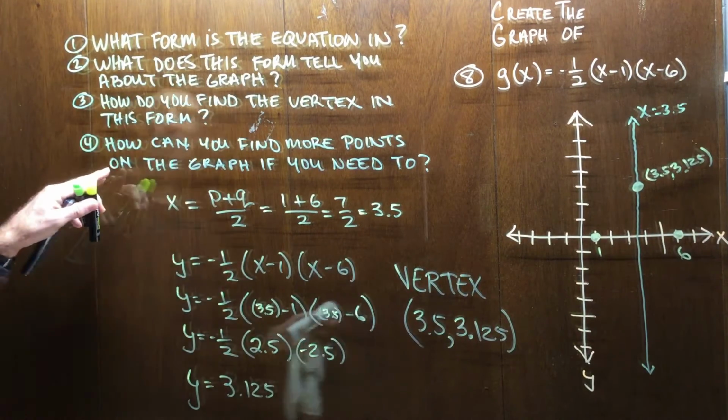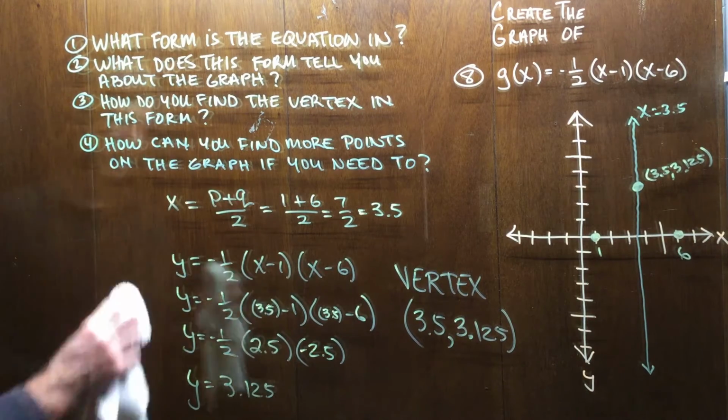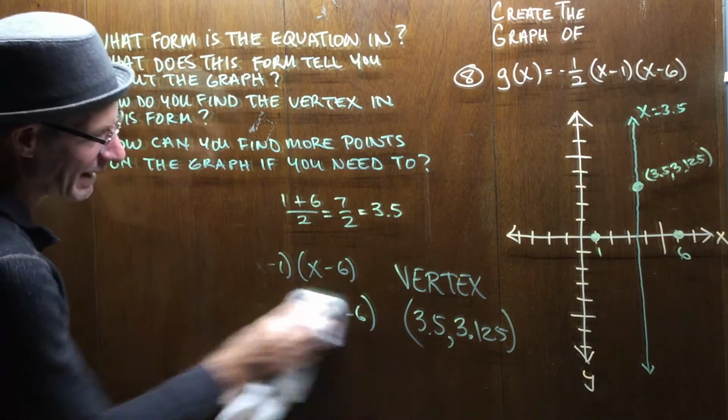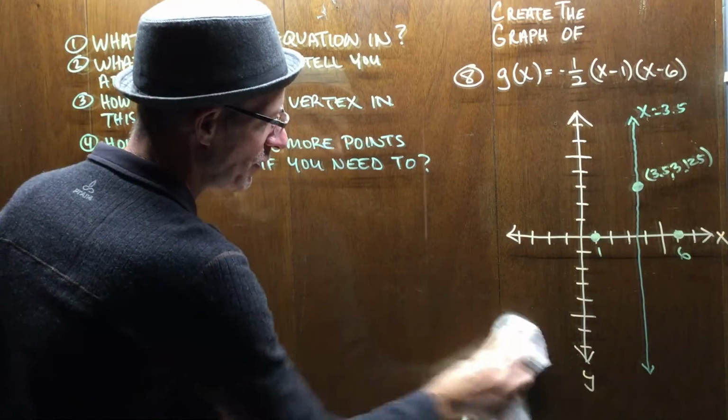So now we're going to go to our last question. How can you find more points on the graph if you need to? And so the way you can find more points on the graph is by making a table. And so whenever you need more points than you have, you can make a table.